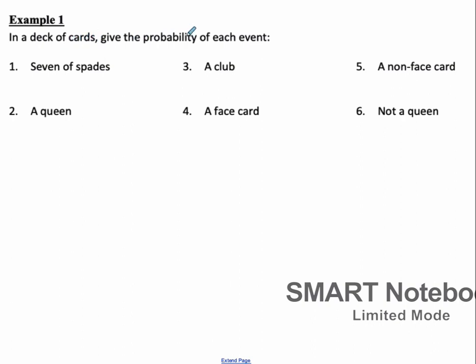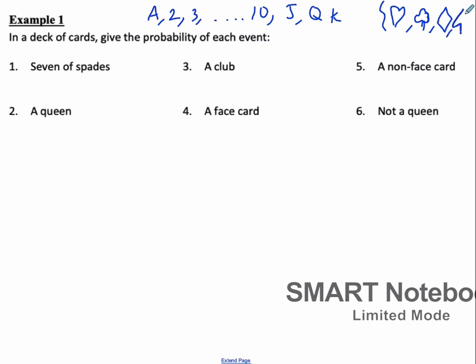In a deck of cards, give the probability of each event. A deck of cards has the ranks ace, 2, 3, all the way up to 10, and then jack, queen, king, and each of those has a suit. It could be hearts, clubs, diamond, and spades. So there are 4 suits, and 13 cards in each, so it's 52 altogether in a deck of cards, not including the jokers.